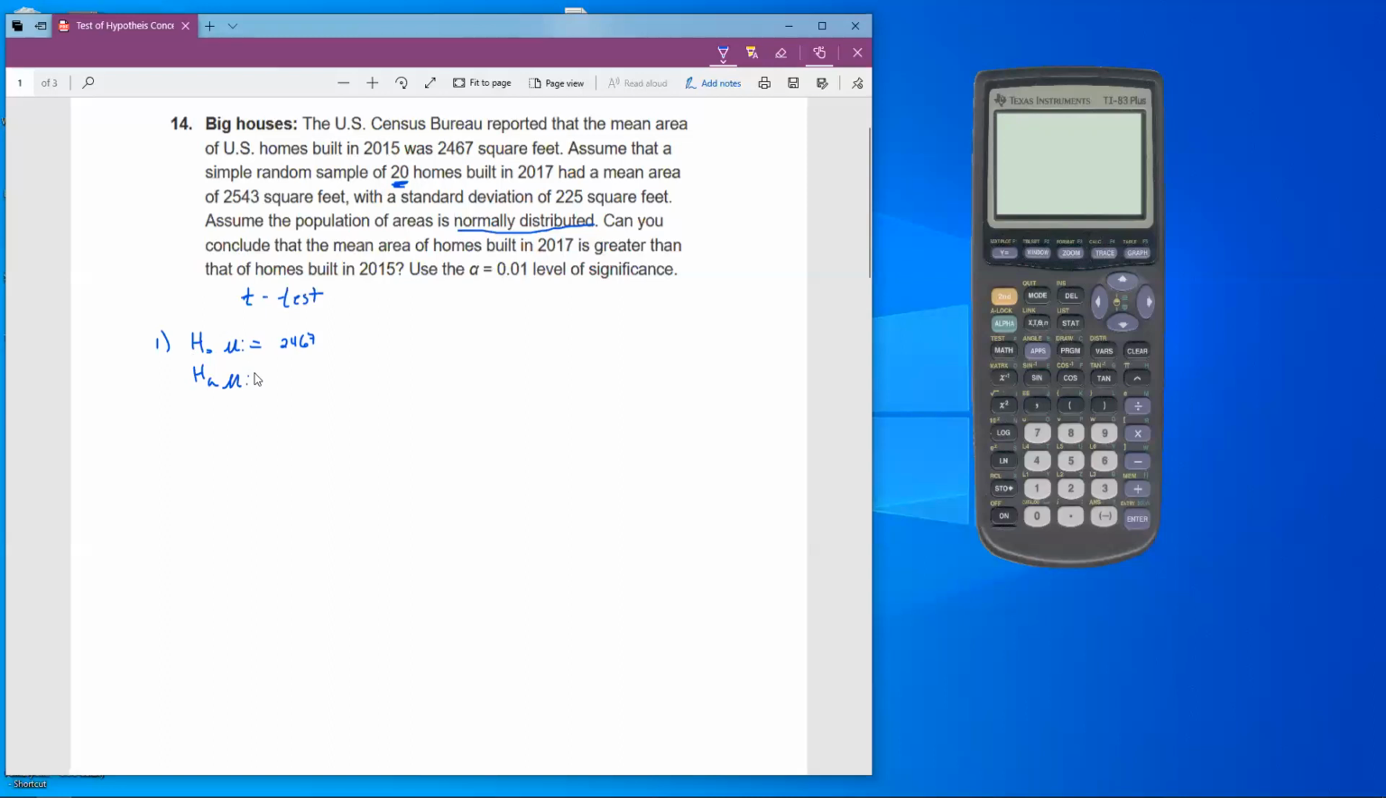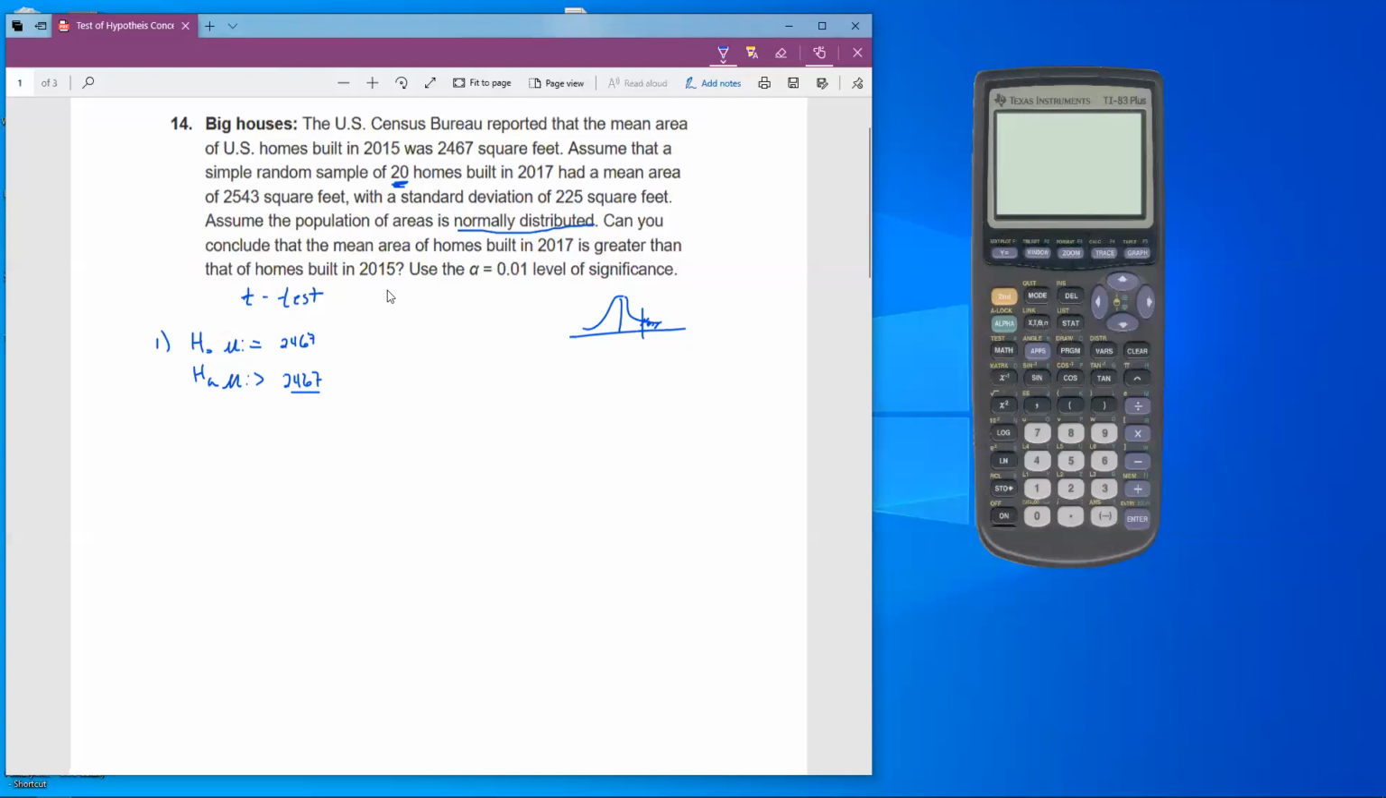They want to know, how do I know if it's right-handed or left-handed or what's going on here? They said, is it greater than the homes built? So when I'm looking at my little chart here, my little normal distribution, they want to know, is it more than? So it's going to be a right-hand side, and I still want to know, is it greater than the 2467? Why 2467? Because that was the number that they gave me at the beginning.